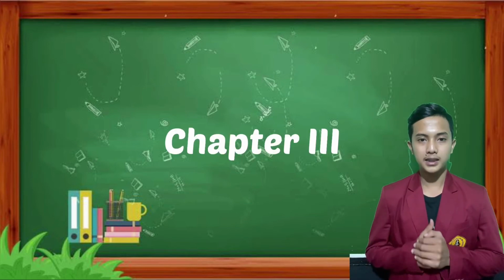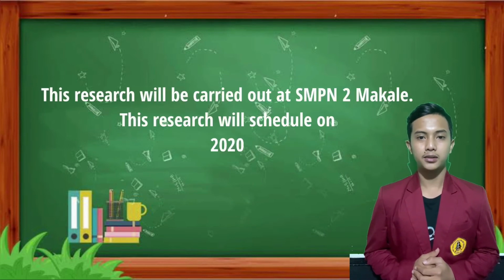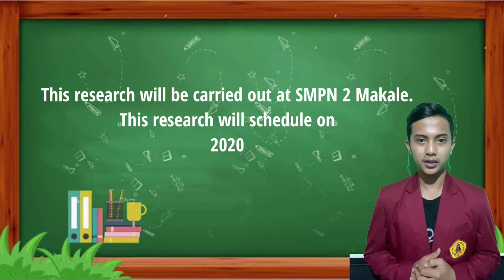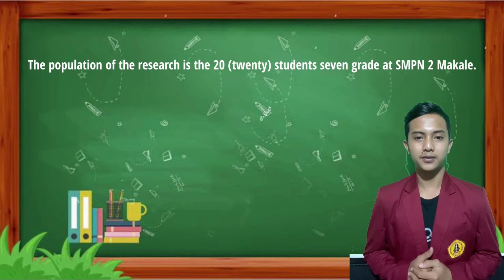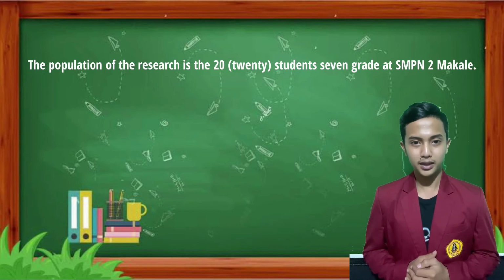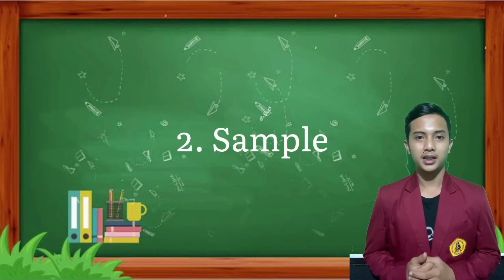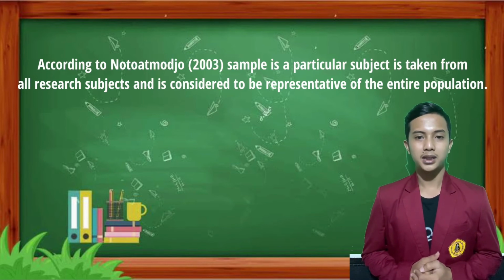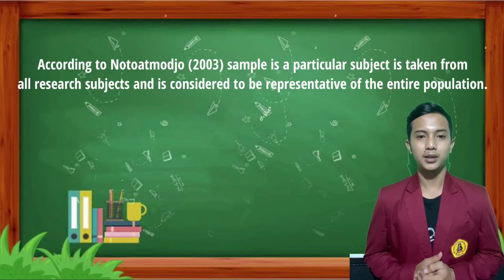Last, Chapter 3. 1. Setting. This research will be carried out at SMPN 2 Makale. This research is scheduled in 2020. 2. Population and sample. 1. Population. The population of the research is the 20 students of 7th grade at SMPN 2 Makale. 2. Sample. According to Notoatmodjo 2003, a sample is a particular subject taken from a research subject and considered to be representative of the entire population.